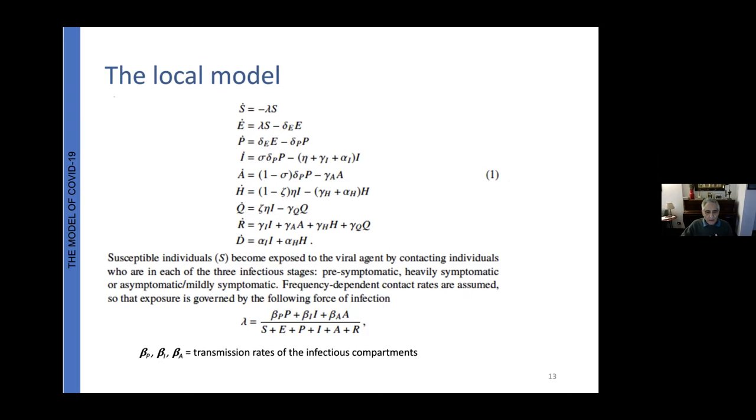Now, at the denominator, you have the sum of susceptibles, exposed, et cetera, so the total number of individuals. And then at the numerator, you have who? The people who can infect. So the pre-symptomatic, the symptomatic infectious, and the asymptomatic infectious, and they might have different transmission rates, because for instance, we were expecting from other studies that the transmission rate of pre-symptomatic might be higher than those of asymptomatic or symptomatic infectious. So that's really the core.